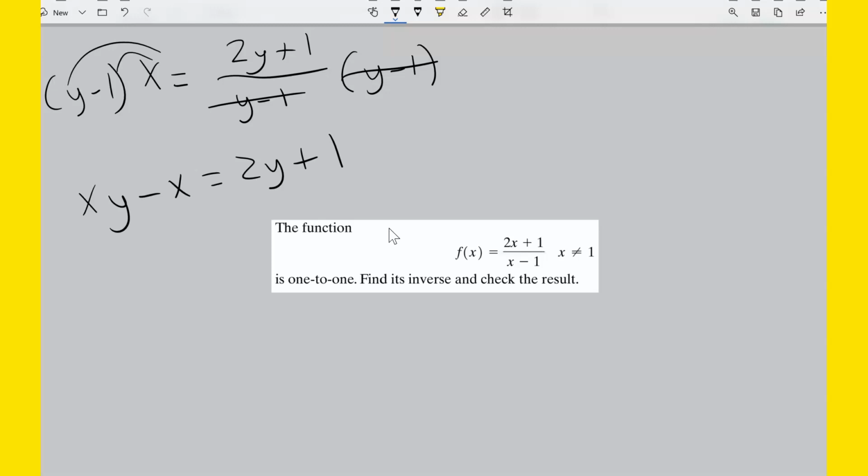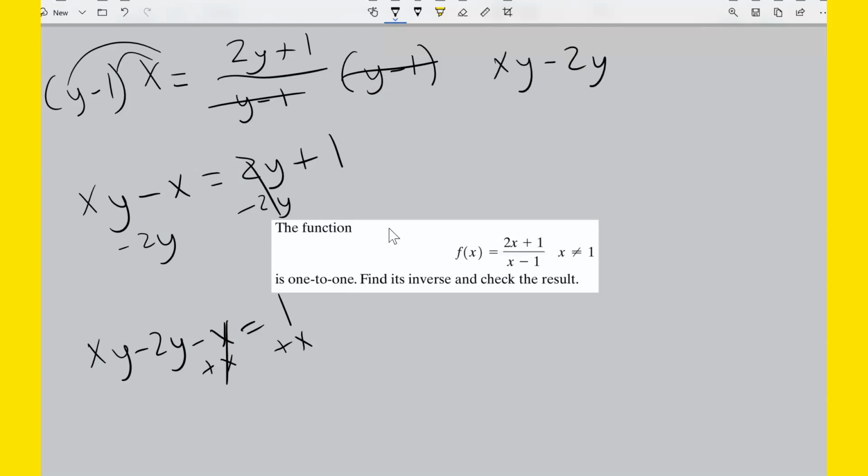Now get any term that has a y in it on the same side. So I'm going to move my 2y over here. That gives me xy minus 2y minus x equals 1. Now if a term does not have a y in it, move it away from the terms that have a y in it. So I'm going to add x to both sides. That's going to give me xy minus 2y equals 1 plus x, or let me just write x plus 1 instead there.